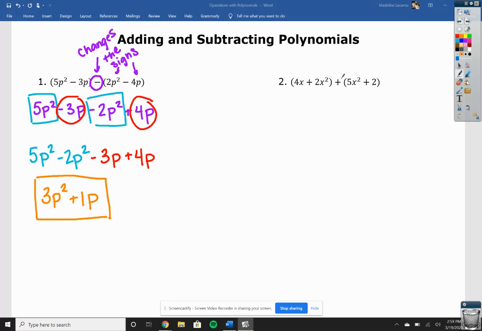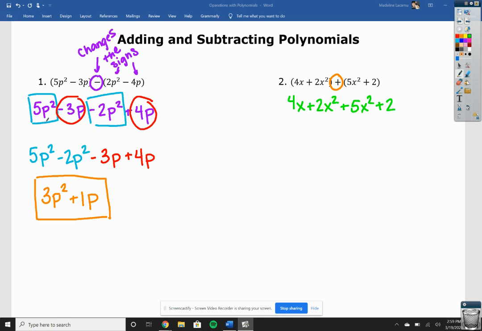Now with number 2, notice we have a plus sign right here. The plus sign means that we don't have to change anything. So I'm going to rewrite these outside of the parentheses. And I will have 4x plus 2x squared. Then these signs will stay the same, so it'll be a positive 5x squared and a positive 2.